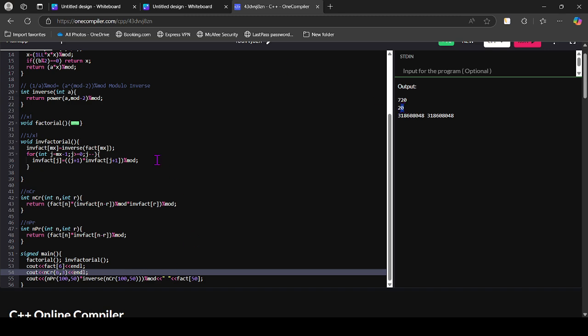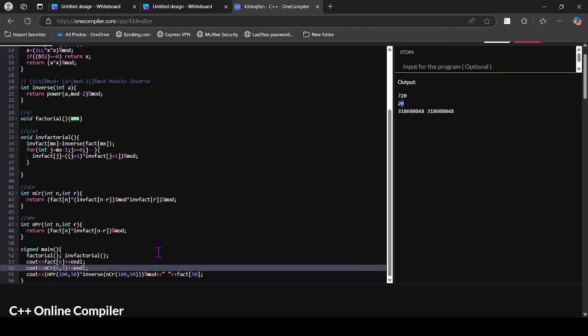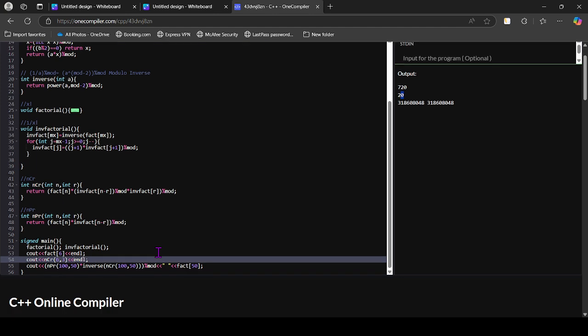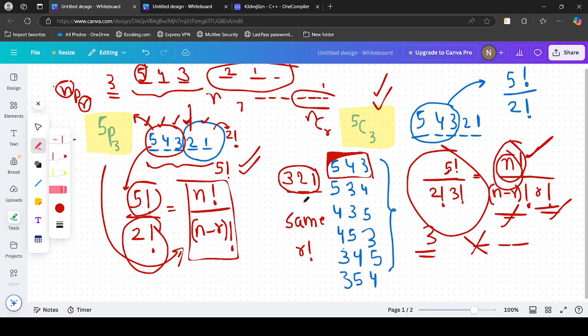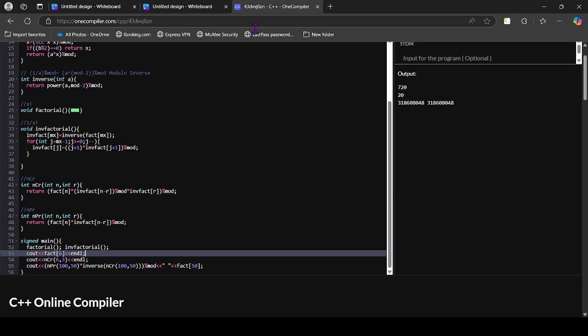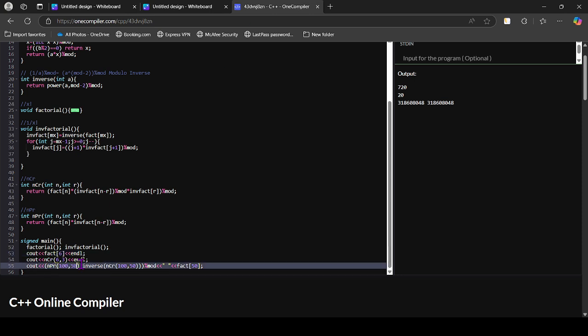And to verify whether the modular arithmetic is working or not, we can check for very big numbers. From these both we can understand that nPr divided by nCr is r factorial, right? So these both will cancel each other, and the only part left is r factorial. So nPr of 100 comma 50 into inverse of nCr of 100 comma 50. So it is indirectly nPr by nCr. 1 by nCr is the inverse of that, so nPr into inverse of nCr.